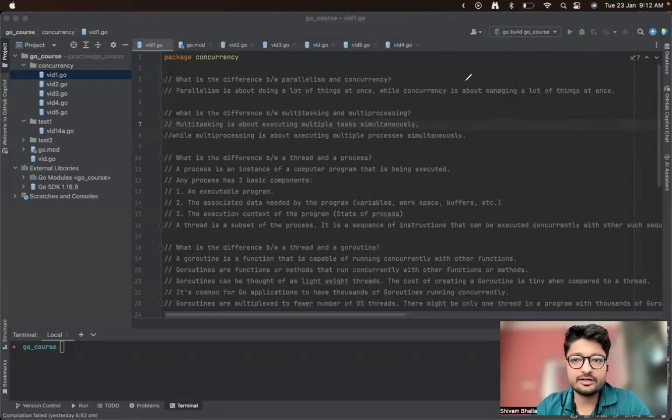Let us look at the definition. Parallelism is about doing a lot of things at once, while concurrency is about managing a lot of things at once. That's the difference between parallelism and concurrency.